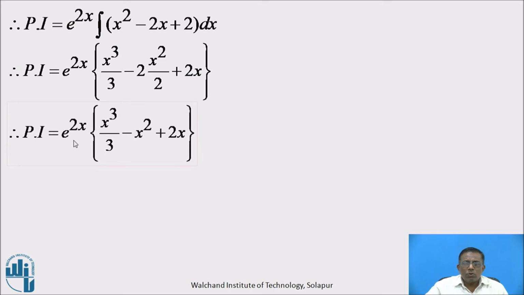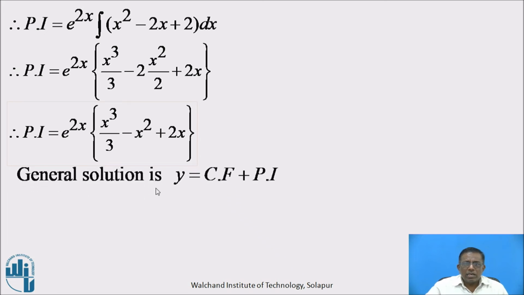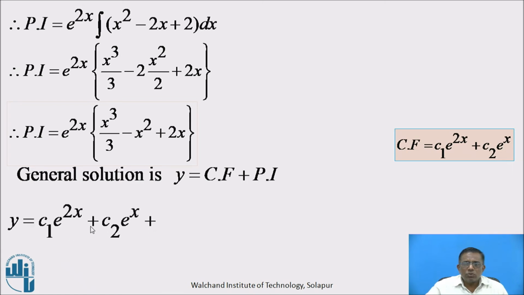Therefore, PI equals e raised to 2x times (x cubed by 3 minus 2x squared plus 2x). This is the particular integral. Hence, the general solution is, y is the dependent variable, so y equals CF plus PI. Therefore, y equals CF, which is c1 e raised to 2x plus c2 e raised to x, plus PI, which is e to power 2x times (x cubed by 3 minus x squared plus 2x). This is the required solution.